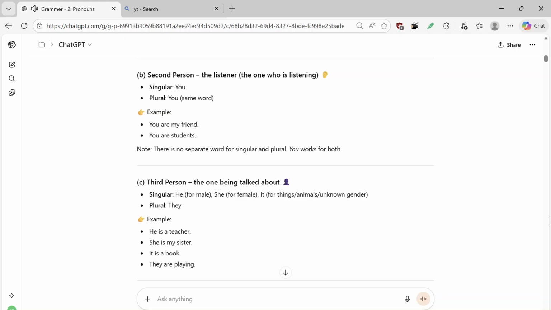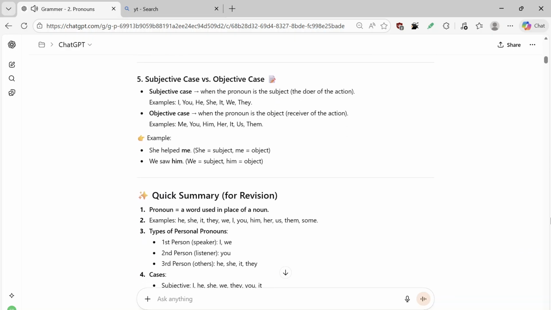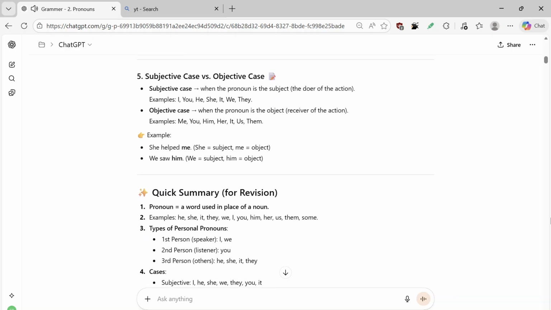Number 5. Subjective case versus objective case. Subjective case is when the pronoun is the subject, the doer of the action. Examples: I, you, he, she, it, we, they. Objective case is when the pronoun is the object, the receiver of the action. Examples: me, you, him, her, it, us, them. Example: she helped me. She equals subject, me equals object. We saw him: we equals subject, him equals object.